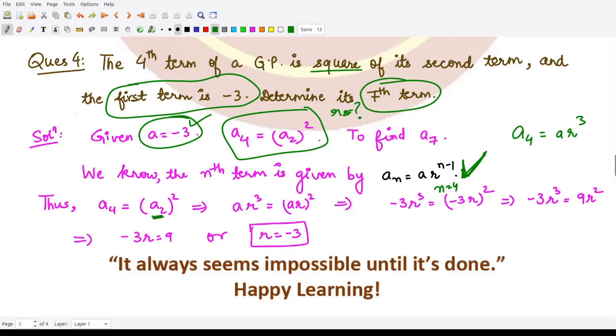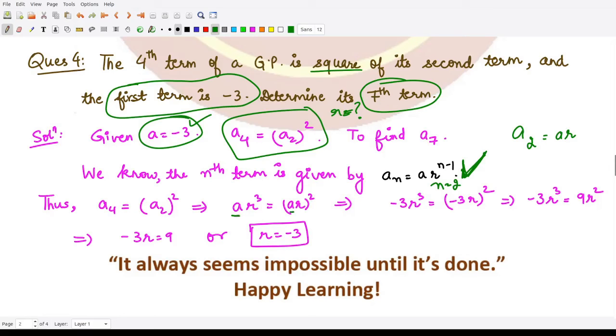Next, you wanted to solve for a2. What would be your a2? Your a2 would be obtained when you put n is equal to 2 here. So a2 would be a into r raised to power 2 minus 1, and 2 minus 1 is just 1, so you may skip writing it. So a2 would be ar, correct? So our equation becomes ar cube is equal to ar, whole square.